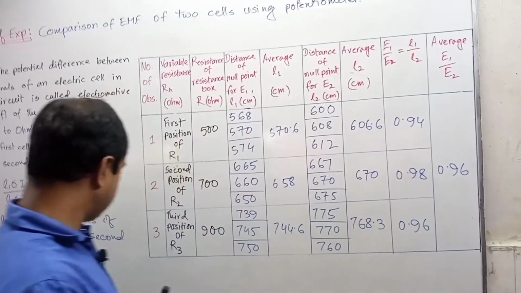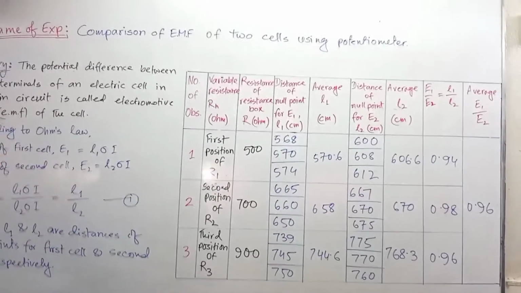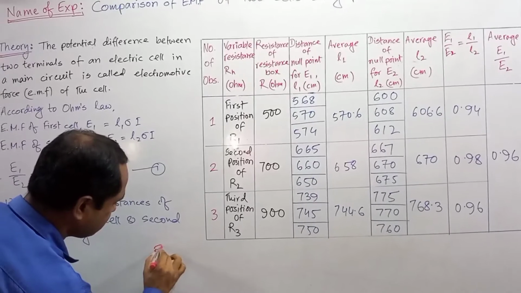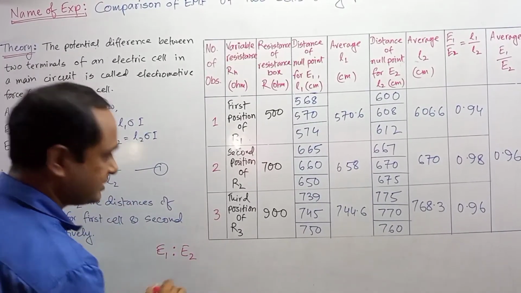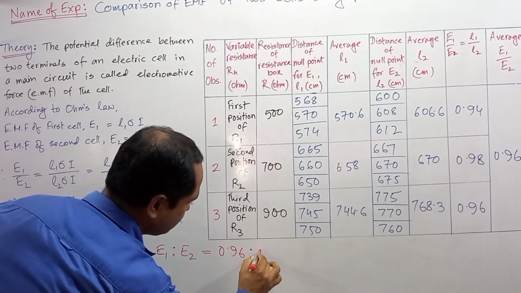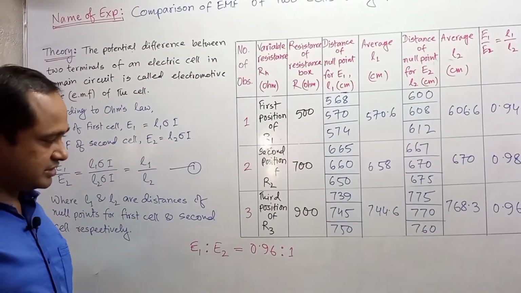After the average we get 0.96. Dear student, so from the experiment we can say that the ratio of E1 to E2 is equal to 0.96 to 1. So this is the ratio of the electromotive force of the two cells that we determined in our today's experiment.